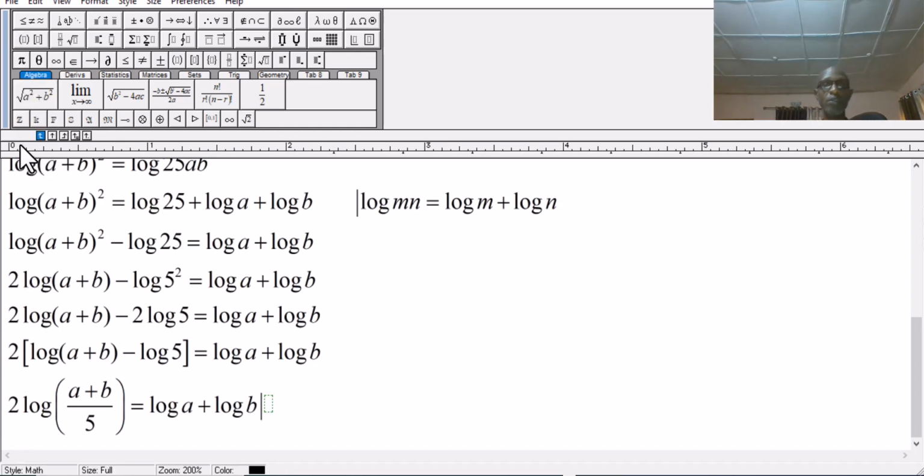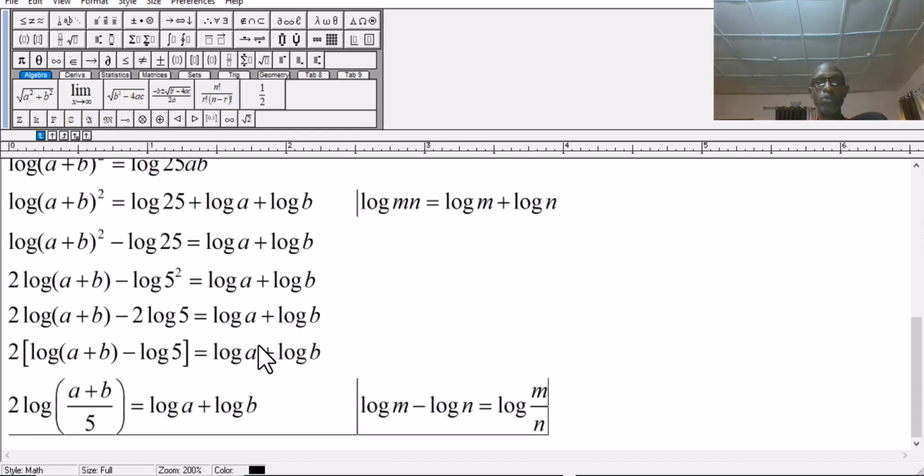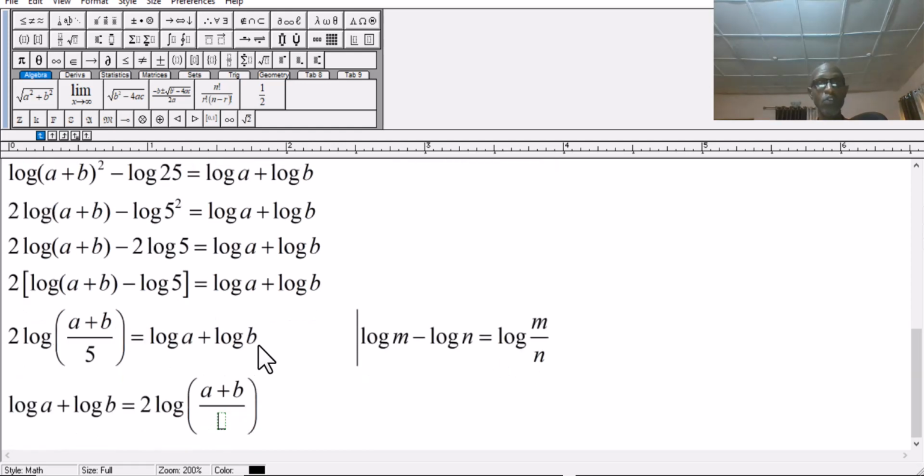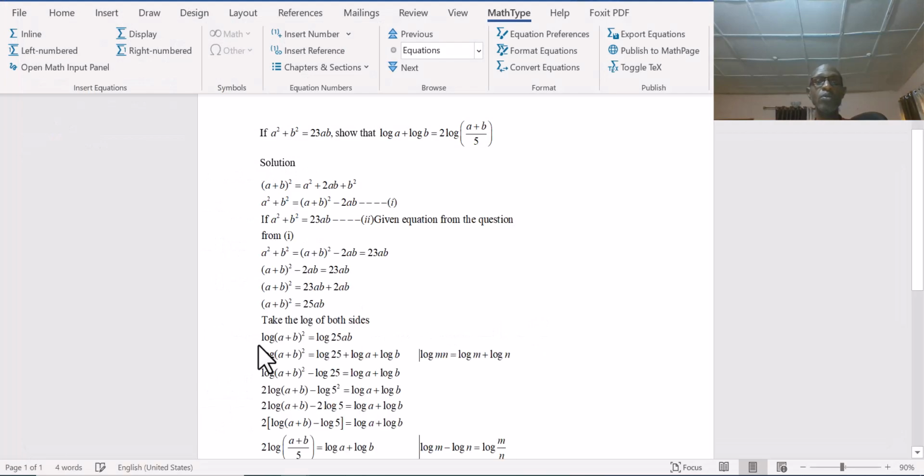If we have log m minus log n, it is the same thing as log of m over n. So we can put this to this side. Now this is what we are asked to show. We have successfully done what we are asked to show: log a plus log b is equal to 2 log of (a plus b) over 5. That's the question, and you can see we successfully done the proof.